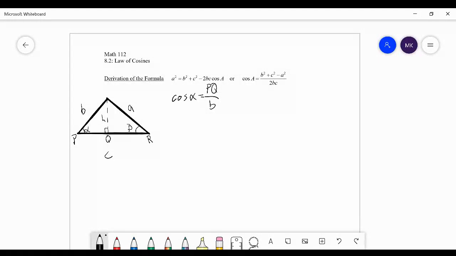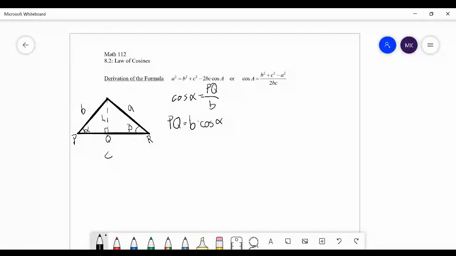Now, when we do that, we're not saying P times Q. This is simply side PQ, so whatever that length is. We can do some fancy algebra. In other words, multiply both sides by B, and we get that PQ is equal to B times cosine of alpha.